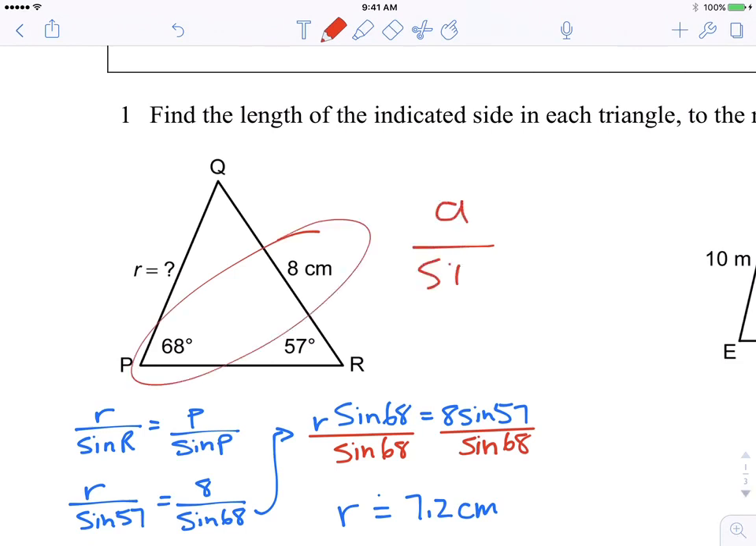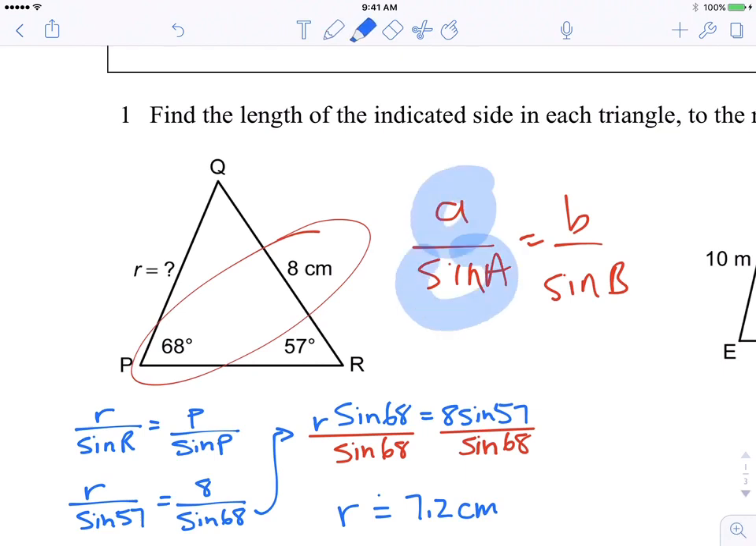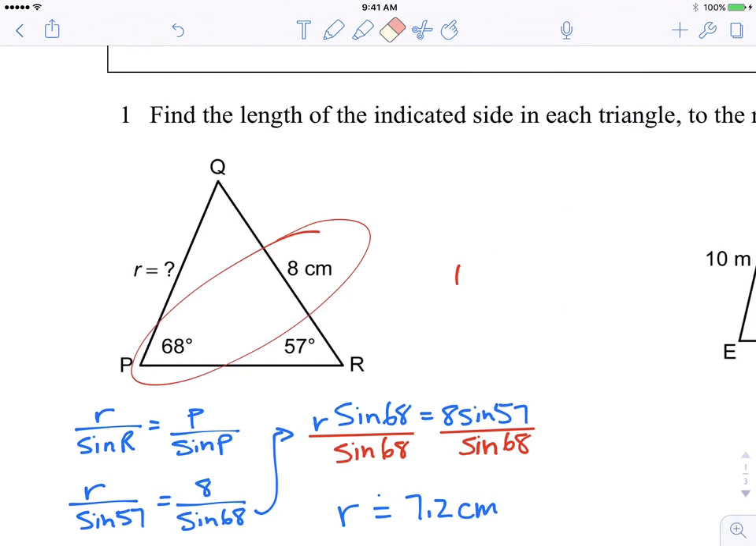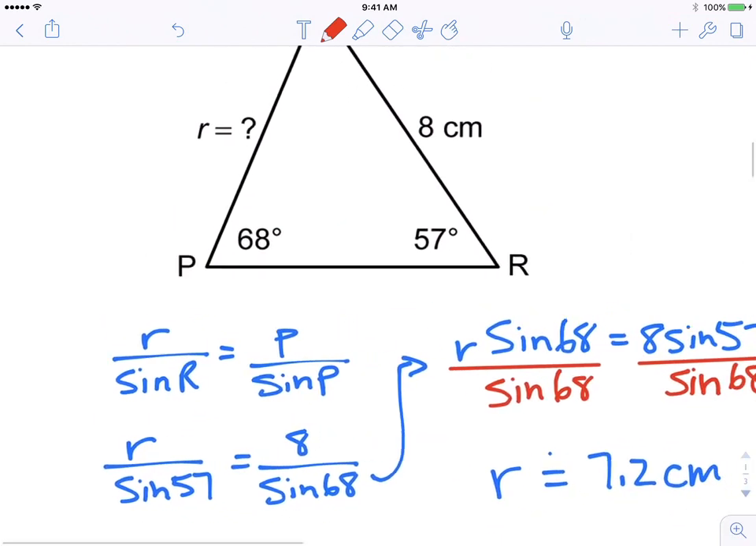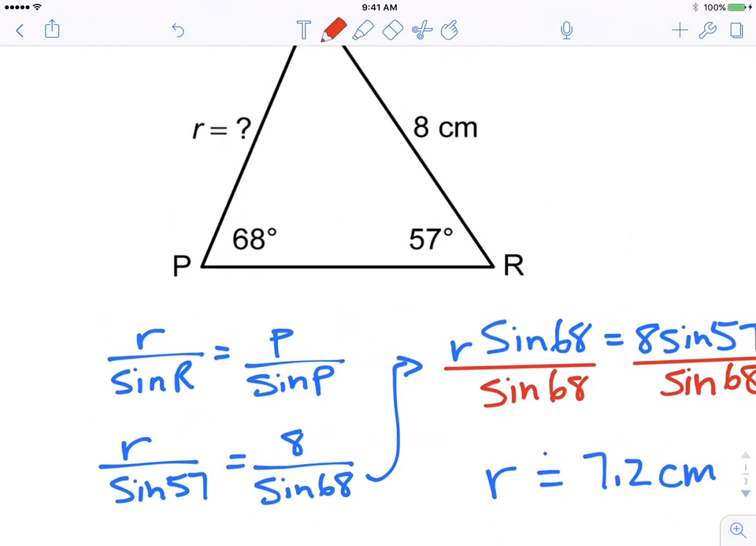Think about it like this though. If you have A over sine A and you have B over sine B, as long as you have 3 of those, you can solve for the fourth. Any 3 of those, as long as there's only one unknown and you know the other 3, you can cross multiply and solve. So that's what I did here. I just wrote side length R, which we don't know, over the sine of its corresponding angle, is equal to P over the sine of its corresponding angle P. And then I just filled in what I know here.